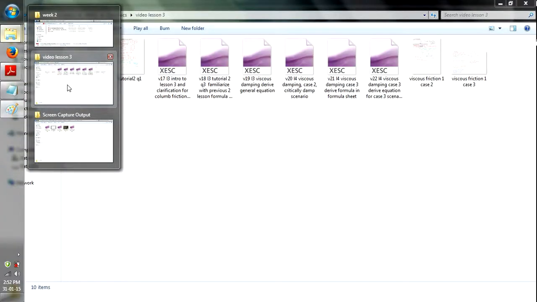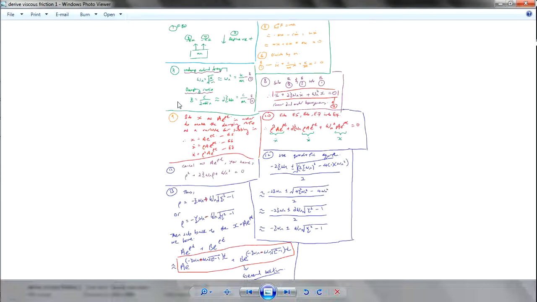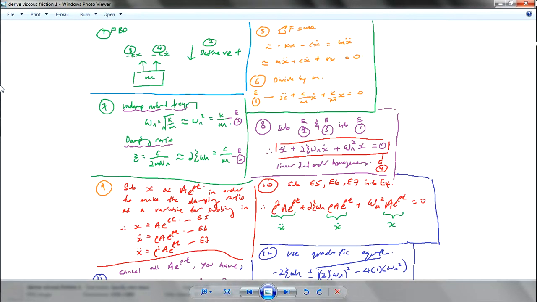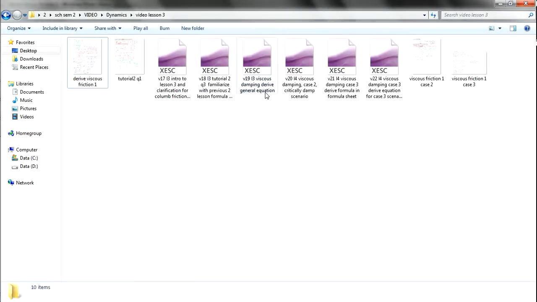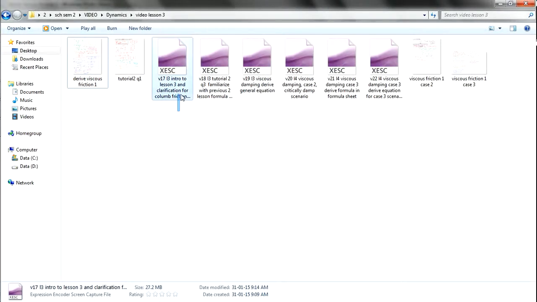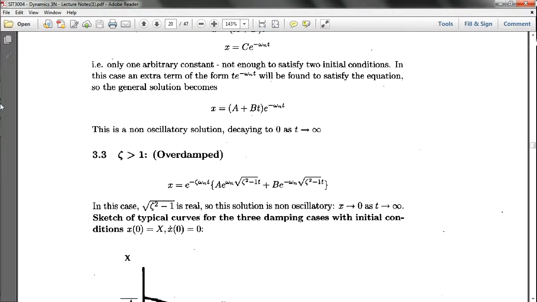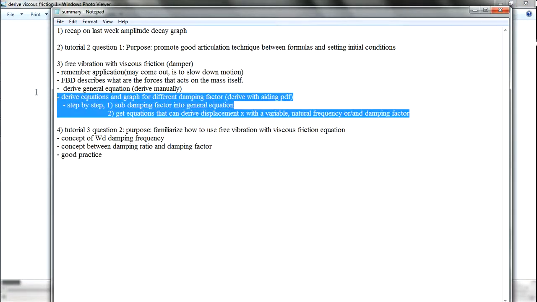So here is a quick summary for the whole derived viscous friction. At the very first part, we already derived the viscous damping. I'm just ending this part only, just to let you know.